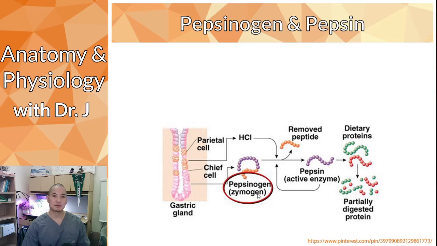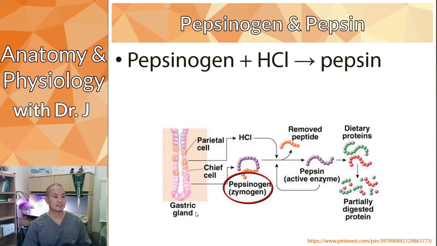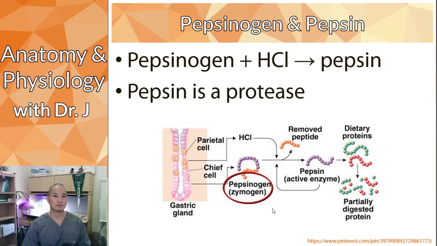So what happens with pepsinogen, again: chief cells secrete pepsinogen, and parietal cells make hydrochloric acid. Pepsinogen reacts with hydrochloric acid, and then part of pepsinogen pops off, and the part that remains is called pepsin. Pepsinogen is inactive, pepsin is active. So again, pepsinogen needs to react with hydrochloric acid to become pepsin. Now pepsin is an active enzyme, and pepsin is a protease.